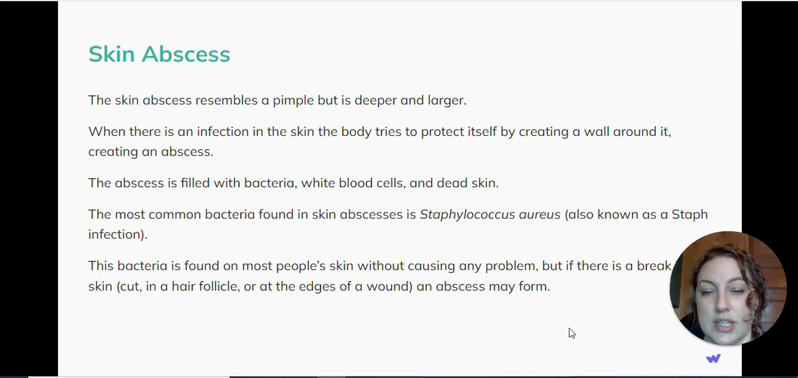Skin abscesses resemble a pimple, but they're deeper and larger. Where there is an infection in the skin, the body tries to protect itself by creating a wall around it, thus creating the abscess. The abscess is a pocket filled with bacteria, white blood cells, and dead skin. The most common bacteria found in skin abscesses is Staphylococcus aureus, also known as a staph infection. This bacteria is found on most people's skin without causing any problem. But if there's a break in the skin, such as a cut, in a hair follicle, or at the edges of a wound, an abscess may form.